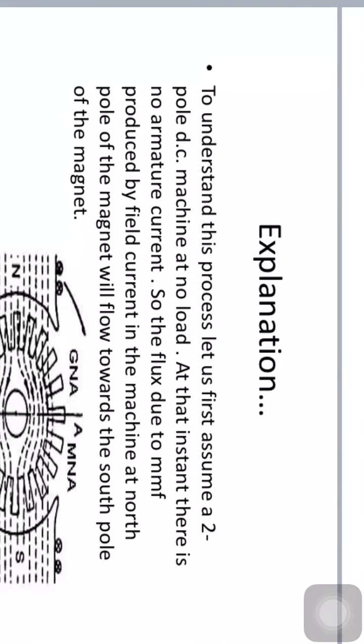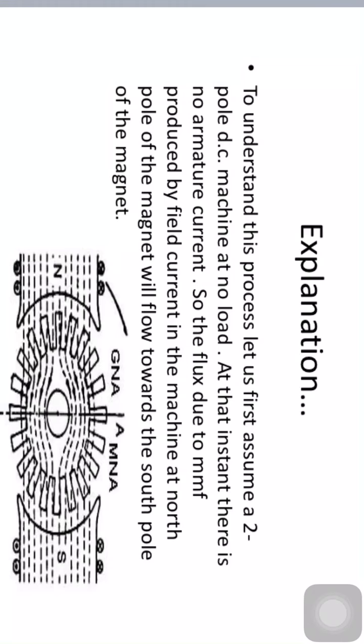Now coming to the explanation of armature reaction. To understand this process, let us first assume a two-pole DC machine at no load condition. At that instant, there is no armature current, so the flux due to MMF produced by field current in the machine at the north pole of the magnet will flow towards the south pole of the magnet. In a DC machine, the carbon brushes are always placed at the magnetic neutral axis. In no load condition, the magnetic neutral axis coincides with the geometrical neutral axis.